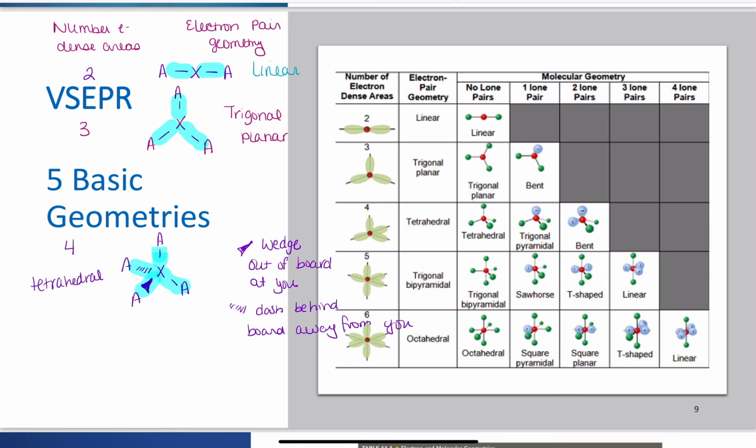Because I always forget to specify this part, the bond angle here is 180 degrees. The bond angle here is 120 degrees. The bond angles here, 109.5 degrees. So notice tetrahedral, 4 areas of electron density. If I have 1 lone pair, it becomes trigonal pyramidal. And if I have 2 lone pairs, it becomes bent. We will practice more with those.